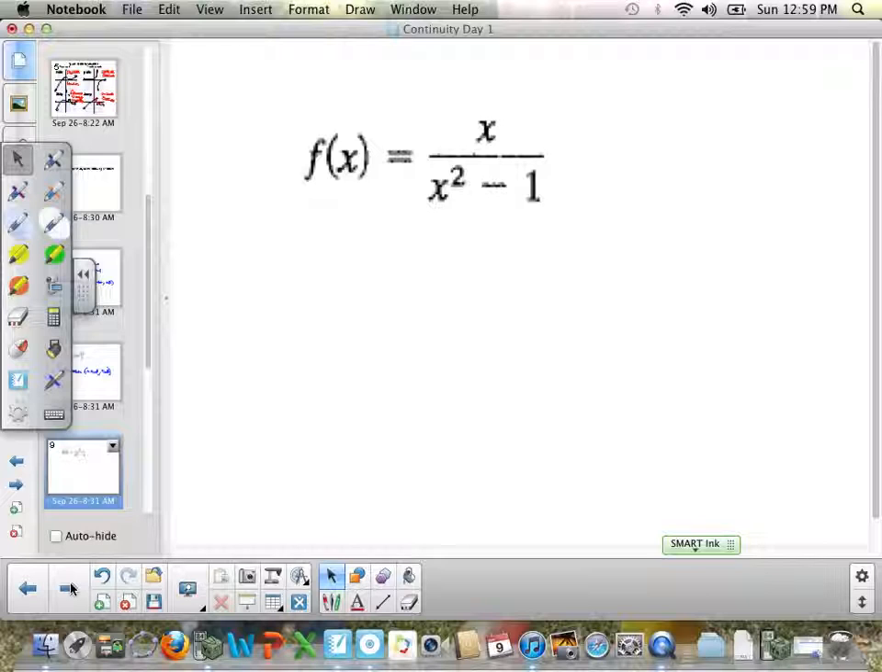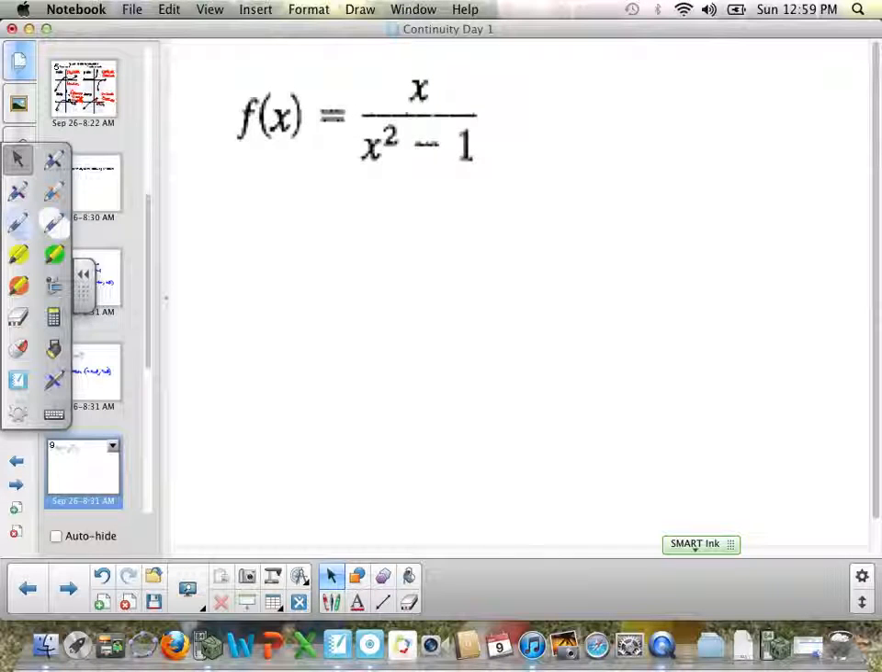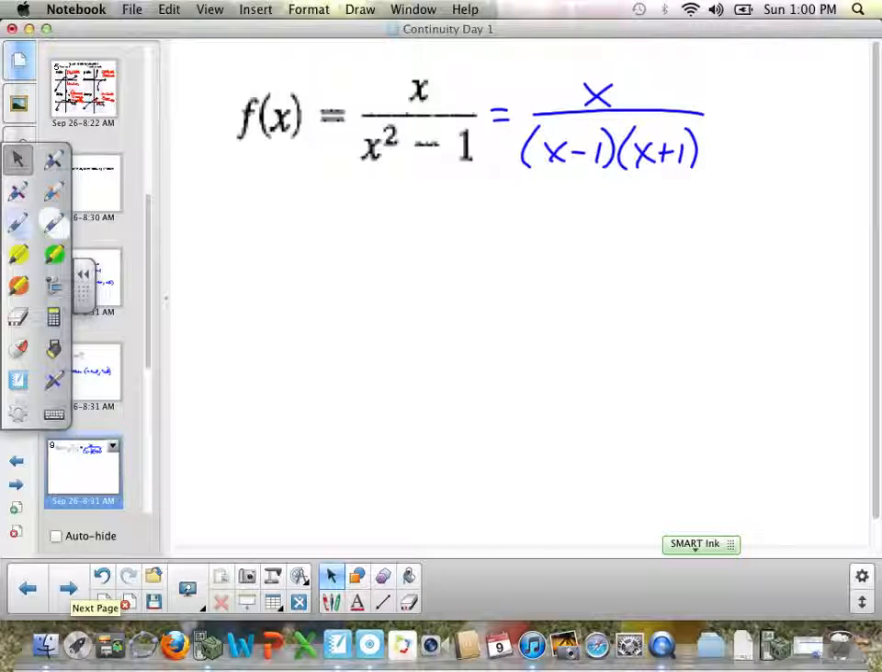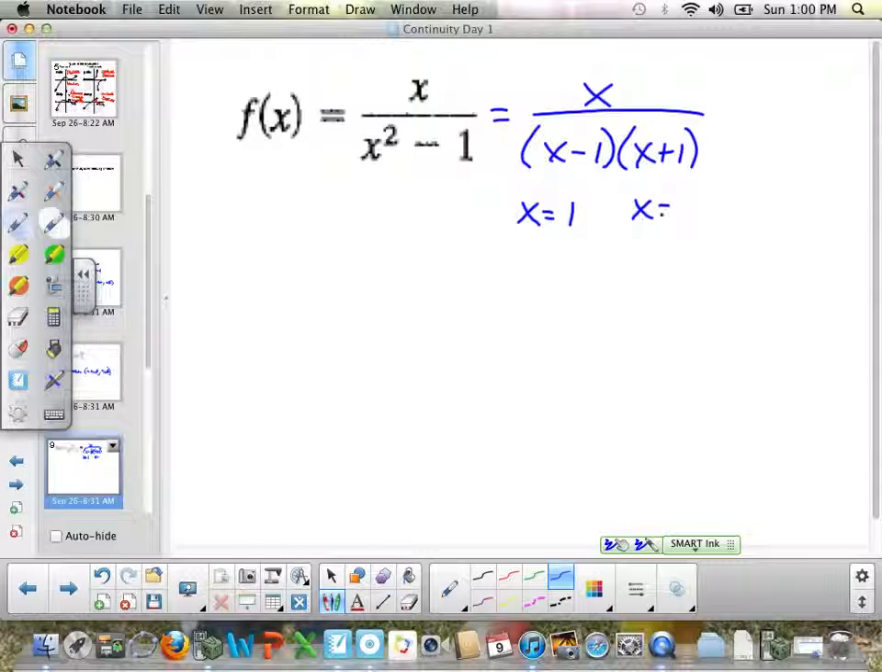F of x equals x over x squared minus 1. This is a rational function, so we need to ask ourselves, where does this function not exist? Well, the candidates are when the bottom equals 0. So we'll want to factor this. We got x over x minus 1, x plus 1. And we can see what makes the bottom 0 are x equals 1 and x equals negative 1. So the function does not exist at 1 or negative 1. So it's continuous everywhere else.